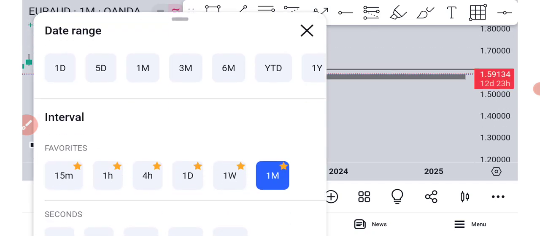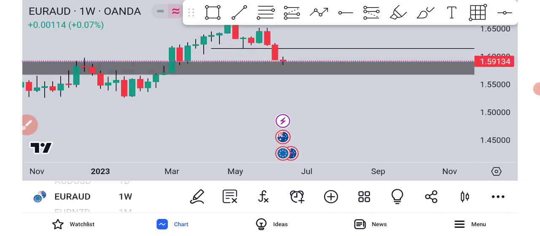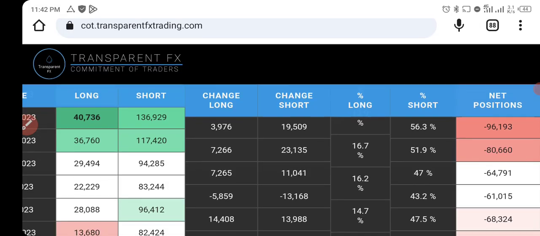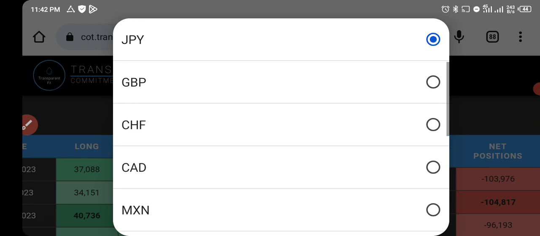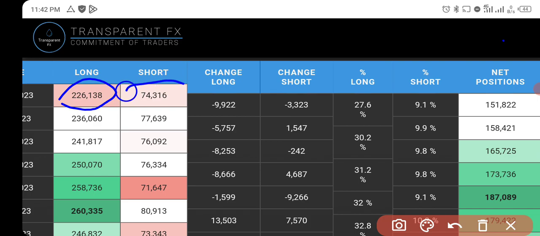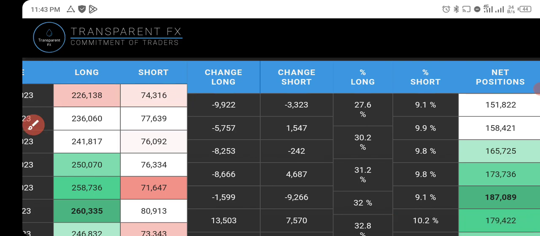Okay, we are buying this pair from our technical. So let's see what we have on the COT data. So Euro AUD, Euro is strong. You can see what we have. Euro is strong. Now we have this move, we have 226,000 buyers, 74,000 sellers. Now let me also explain something with Euro AUD for you to know that COT data is working. Now let's go to our chart.